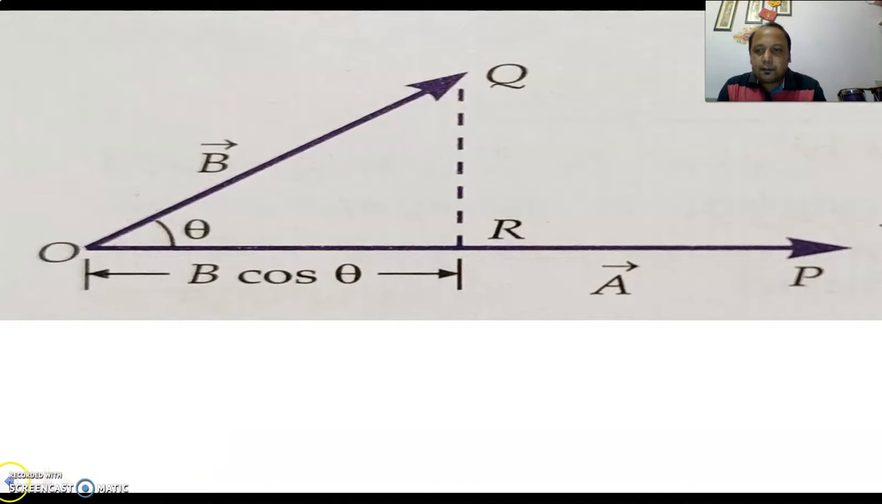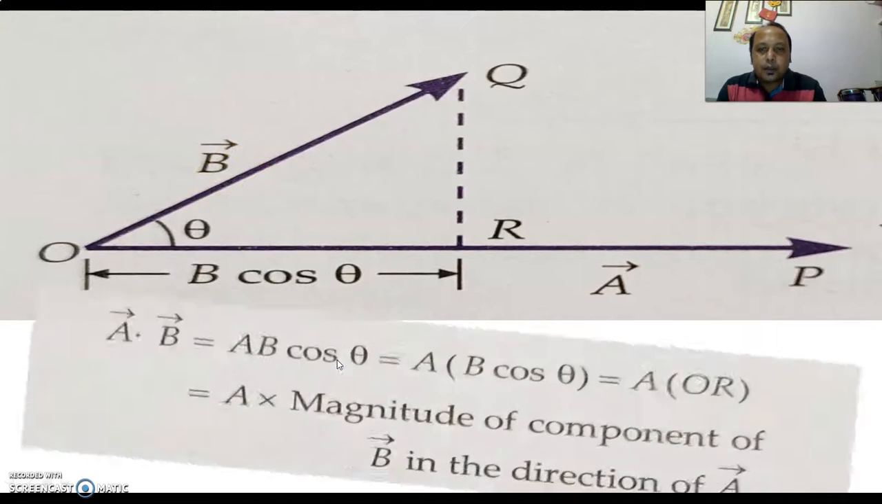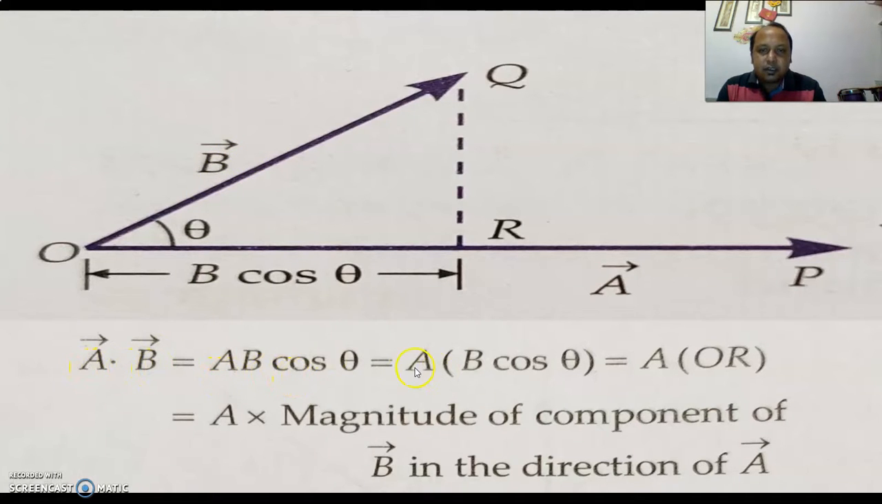Now see, when we consider vector A and vector B, we can take the component of vector B along vector A, which is B cos theta. As you can see here, we can drop a perpendicular, so B cos theta is the component of vector B along vector A. So when we write vector A dot vector B, it is AB cos theta, that is A into B cos theta, and B cos theta is OR here, which is the component of vector B along vector A. So we can finally write A into B cos theta, which is A into the magnitude of the component of vector B along the direction of vector A, which is B cos theta. I hope this is clear to you.